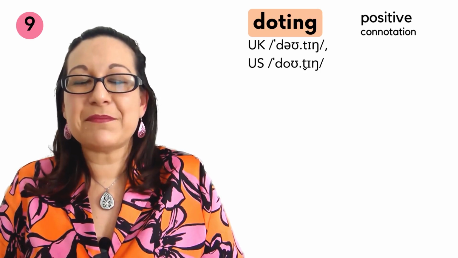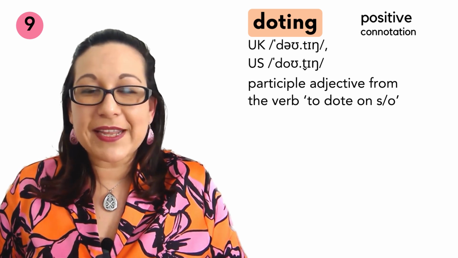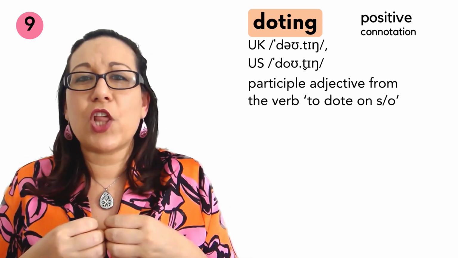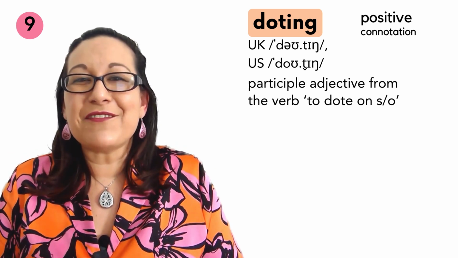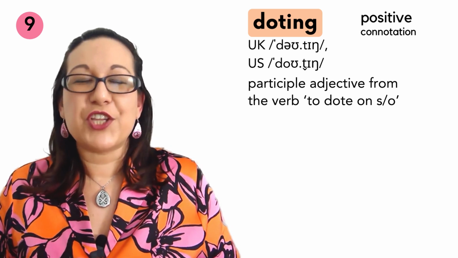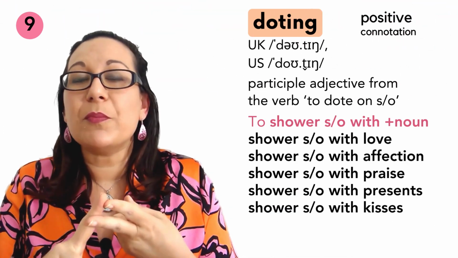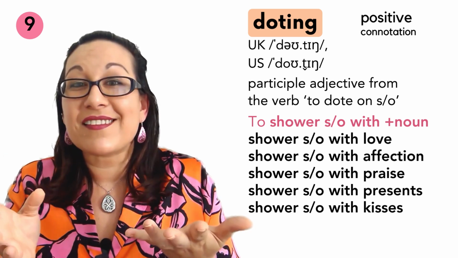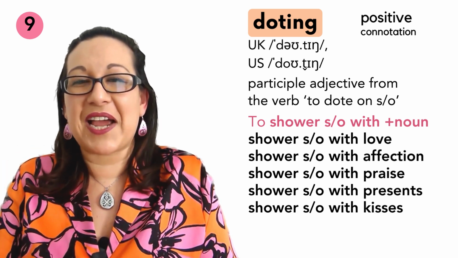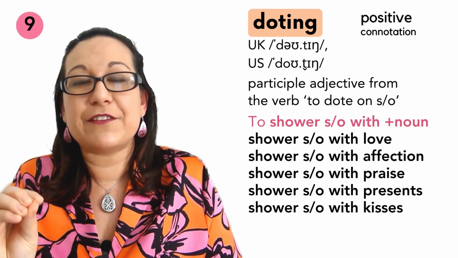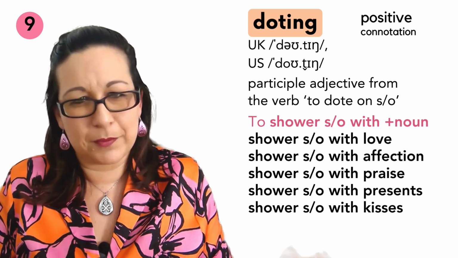Doting, a doting mother. This comes from the verb to dote on someone, which just means to shower someone with lots of love and attention and affection. It's a lovely figurative term that we have. You can shower someone with praise, shower someone with compliments, shower someone with presents, shower someone with kisses when you're just giving them a lot of that item. Normally, it's a positive noun. The compliments, the presents, the kisses, it's things that people want normally.